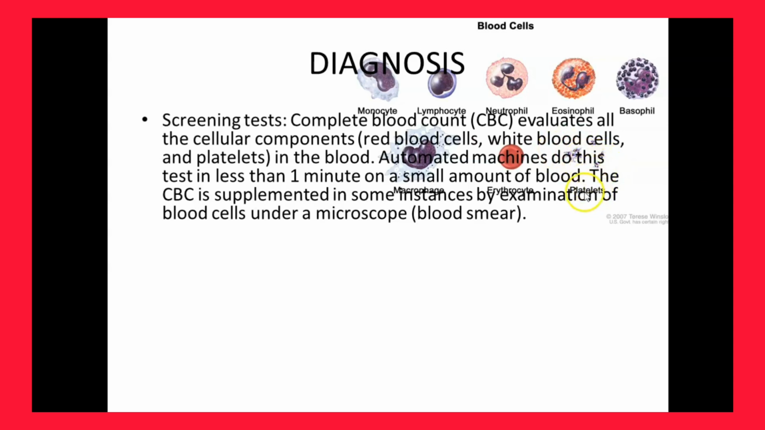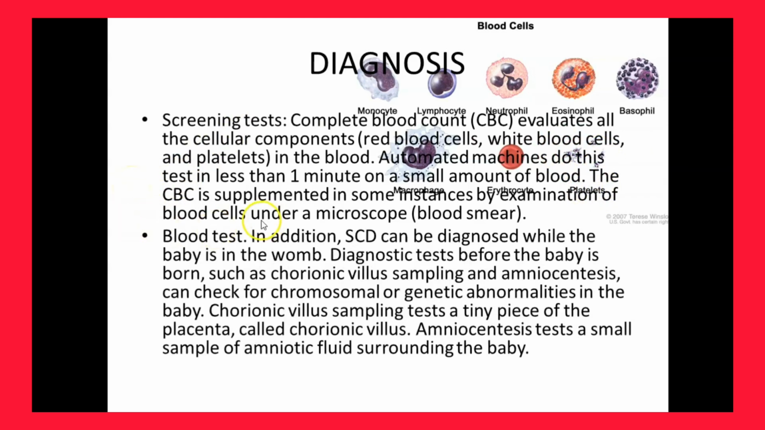But when you do a complete blood count, you check all these tests. In addition to blood tests, sickle cell can be diagnosed while the baby is in the womb, with diagnostic tests before the baby is born, such as chorionic villus sampling and amniocentesis.